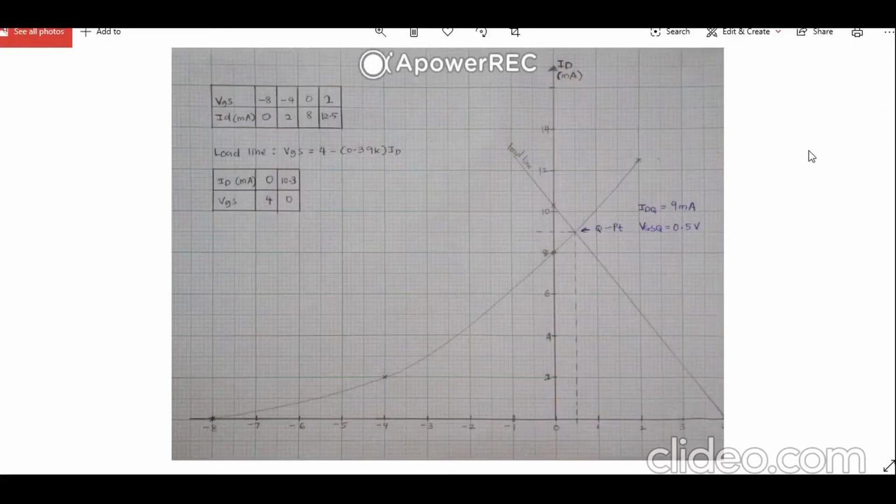After getting the two points of the load line, we have to construct the line referring to the table. So I put it here: at VGS 4, ID is 0, and at VGS 0, ID is 10.3. Then draw the line. Take the intersection between the straight line and the curved line. So we got IDQ equal to 9 milliampere and VGSQ is 0.5 volt.